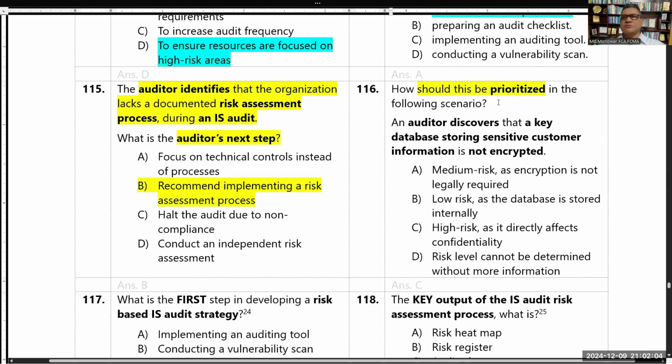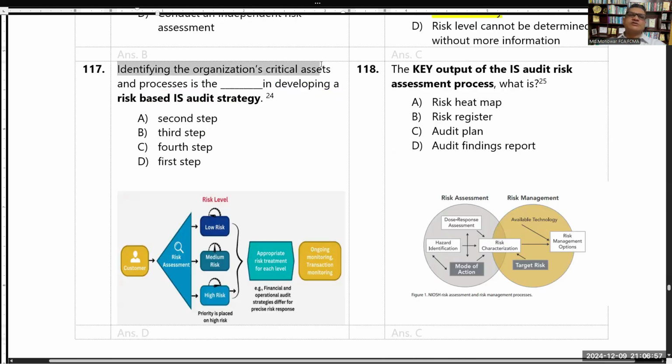How would this be characterized in the following scenario? An auditor discovered that a key database storing sensitive customer information is not encrypted. So it's high risk, as it directly affects confidentiality. Answer C.